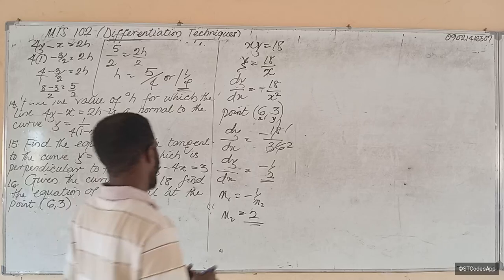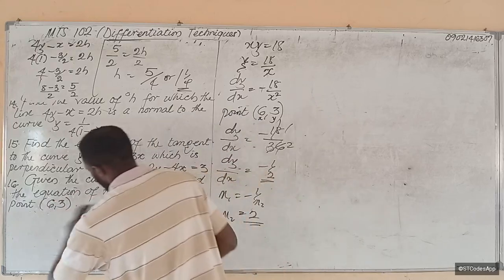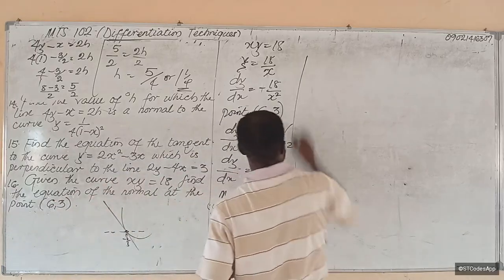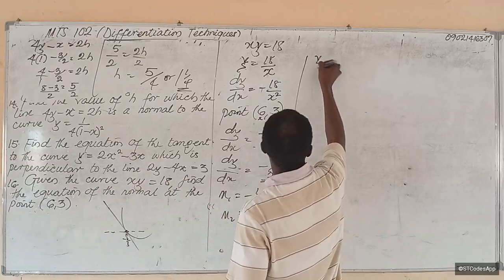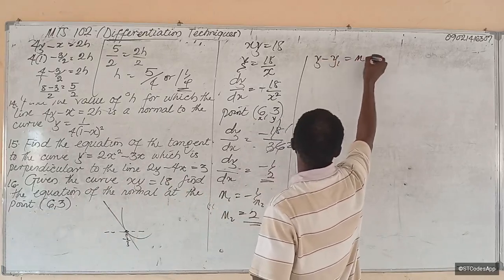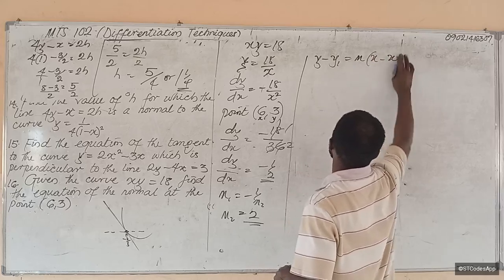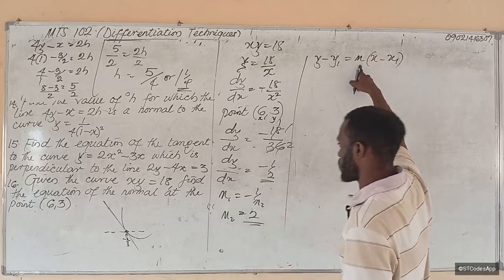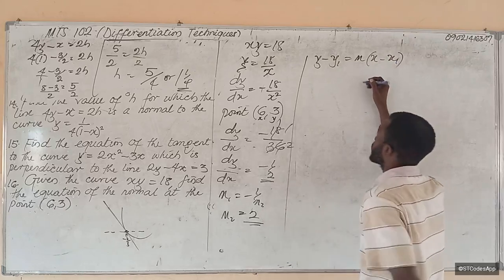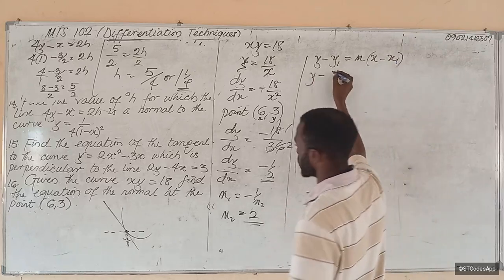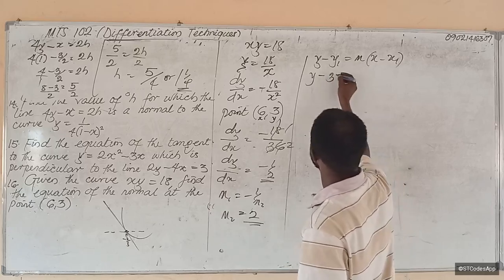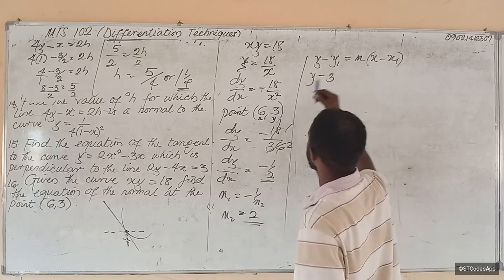So we'll now use the one point method. We already have x and y, so we use the gradient and one point method. So we have y minus y1 equal to m into bracket x minus x1. M is already what? 2. So y minus, what is our y1? 3. Is it 3? Yes.